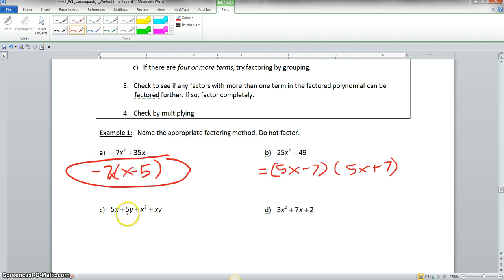Now with c, we have 4 terms. Let's try grouping. Now I would suggest that we take a quick look at this here, and actually we'll finish this up in the next video.